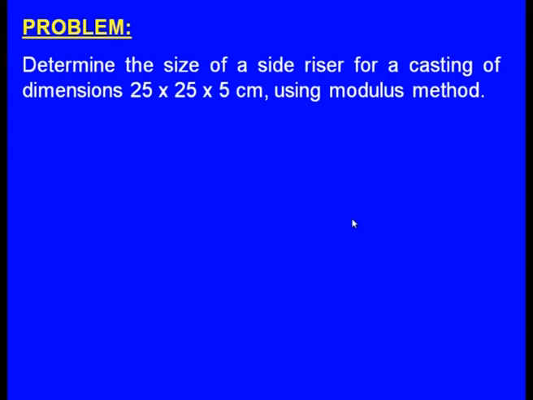Now, let us take a problem. Determine the size of a side riser for a casting of dimensions 25 by 25 by 5 centimeters using the modulus method. Previously we have designed the riser using Kane's method, now we are going to design the riser using the modulus method.